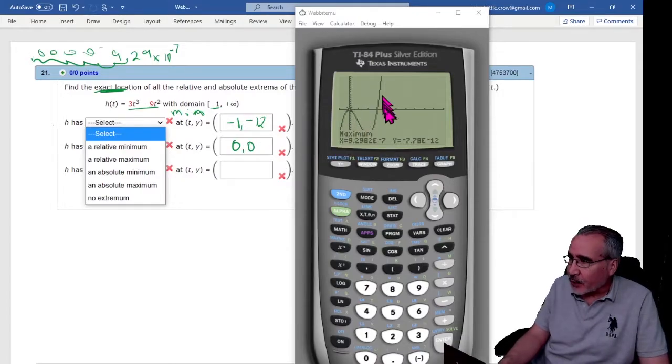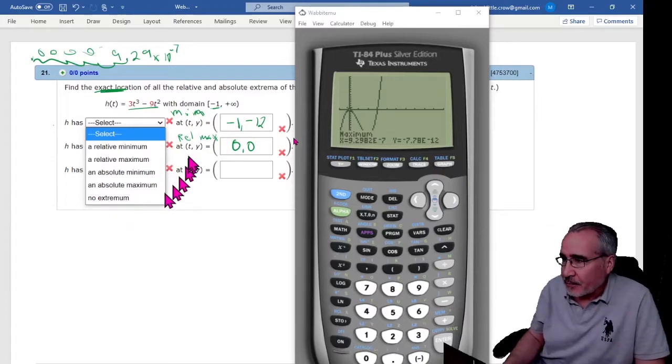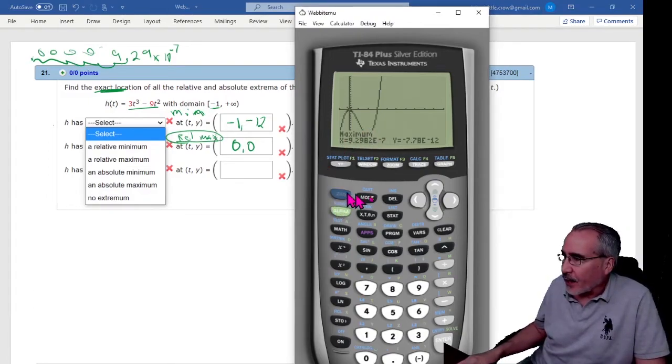Now this one we can see, since we're going to go to infinity, it gets pretty high. This is not an absolute maximum, definitely not. It's a relative maximum. So we would just label that as a rel max. Okay, and there's a drop-down list right there. So that one is set in stone. We're good. We just need this last one, and that is a second calc minimum. So we go to number 3.